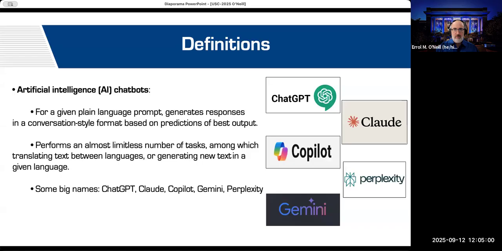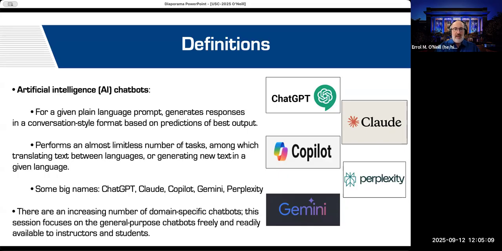You have some of the big names that are there. ChatGPT has sort of become synonymous with AI chatbot, but there are a number of other ones out there as well. And there are an increasing number of domain-specific chatbots, including for second language learning and for instruction. But I'm going to focus mostly on the more general purpose chatbots, since those are very widely known and available.